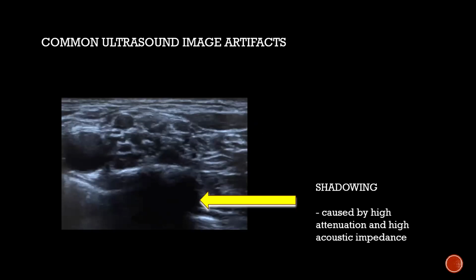Next, we have shadowing. This is caused by high attenuation and high acoustic impedance. We see this when sound waves hit bone, which has high acoustic impedance, so sound waves cannot travel through it. So we see a bright white structure followed by black, which means no sound wave was reflected after the bone.